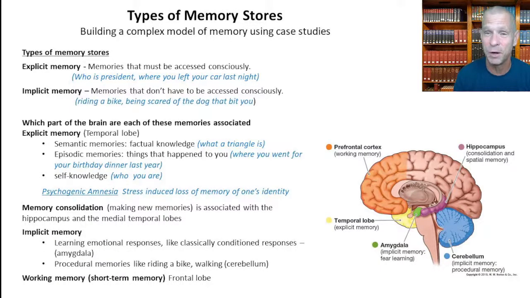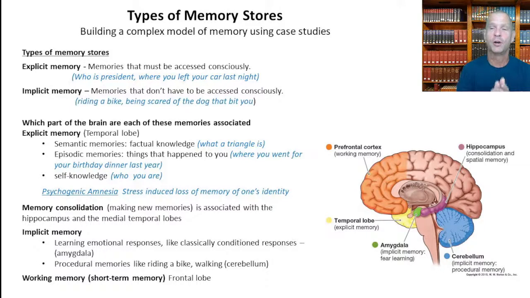The next distinction I want to make is between what we call explicit memories and what we call implicit memories. Implicit memory, anything you know how to do by memory, is an implicit memory. Do you know how to dial a phone? Absolutely. Do you know how to drive a car? Absolutely. All of those are memories that you have stored in your brain.